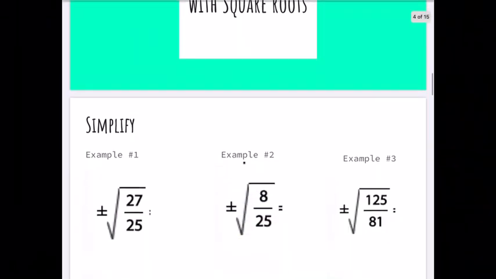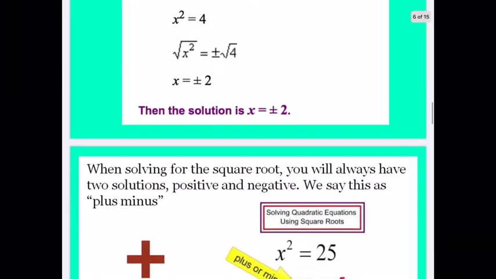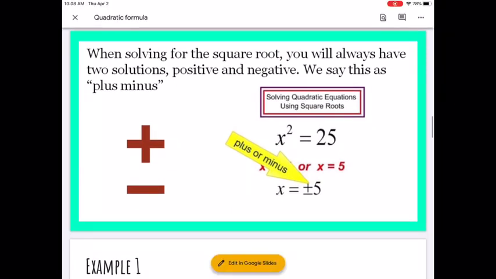So the first thing that we need to talk about is simplifying radicals. We kind of did this when we were learning about exponents, but we're going to review it here again. You may have seen it before in previous math classes as well. Example number 1, you see how it says a plus minus there? I want to talk about that before I do those examples. Write this down in your notes.